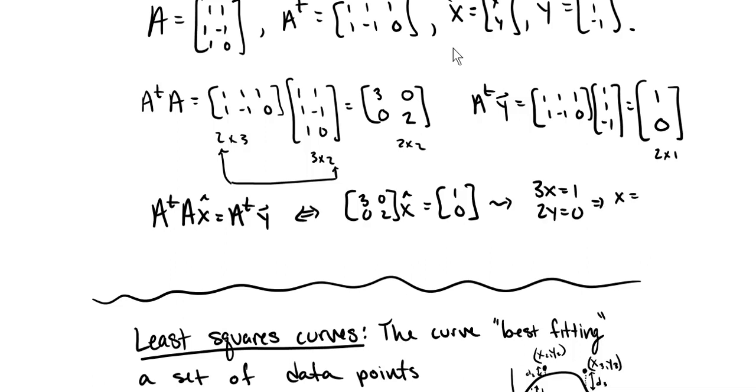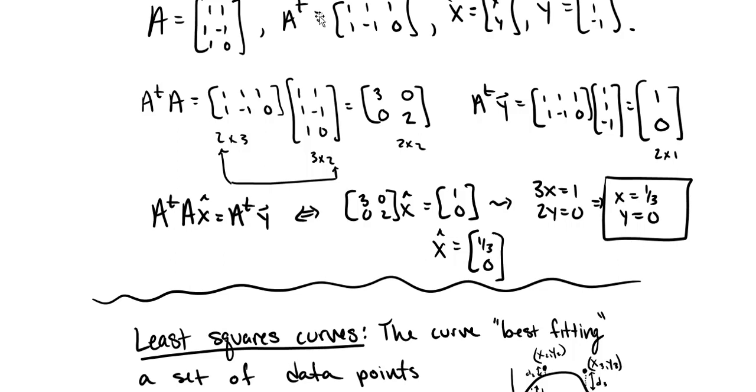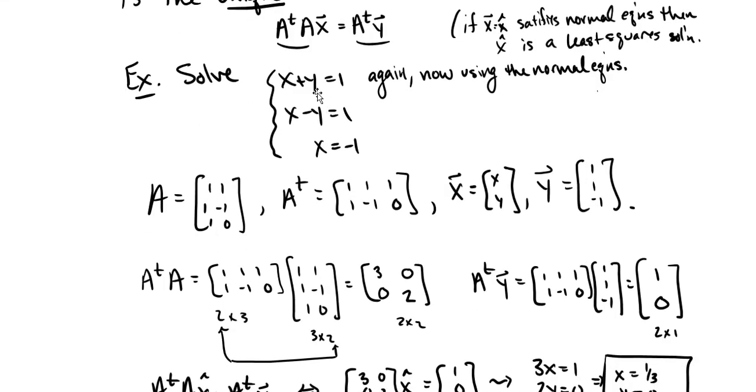Which of course means x is a third and y equals 0. Same solution we got before. That is our least squares solution. The closest thing we can do to solving that inconsistent system is have x be a third and y equals 0. There we have it.